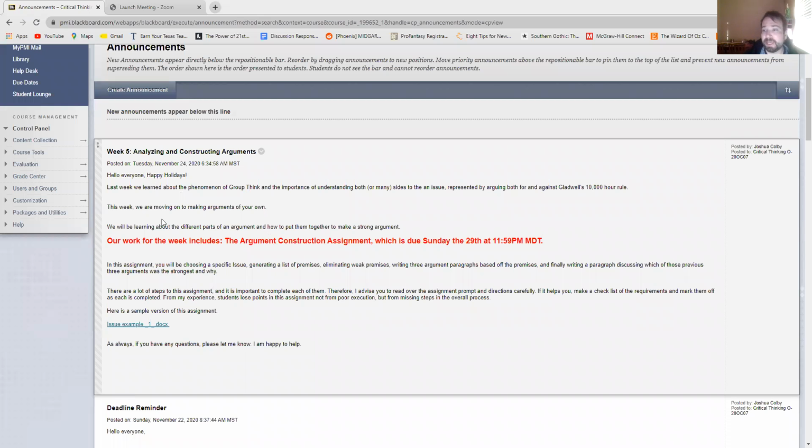This week we're moving on to making arguments of your own. So last week you were given the topic to argue both sides of the Malcolm Gladwell 10,000 hour rule. Now you're picking a topic and you're thinking about that topic from multiple angles. So our work for the week includes the argument construction assignment, which is due Sunday the 29th at 11:59 p.m. Mountain Time. That's the only assignment for the week. There's no discussion or anything.